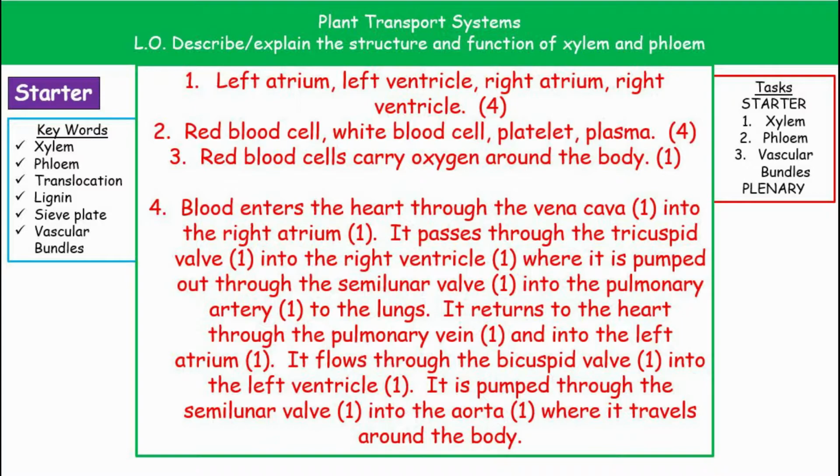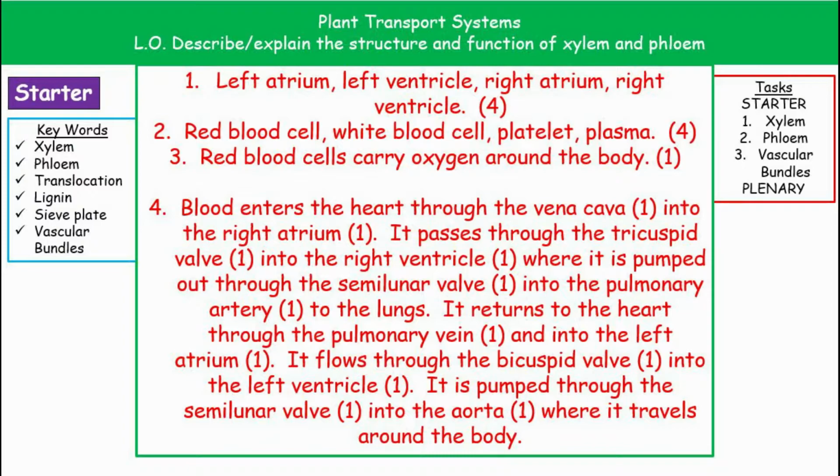And then the last bit, this is a lengthy one, we've got a potential 12 marks here. So any of these points you can give yourself a tick and therefore a mark for. So blood enters the heart through the vena cava, one mark. Into the right atrium, mark. It passes through the tricuspid valve, give yourself a tick. Into the right ventricle, another mark for that one. Where it's pumped out through the semilunar valve, there's a mark, into the pulmonary artery.